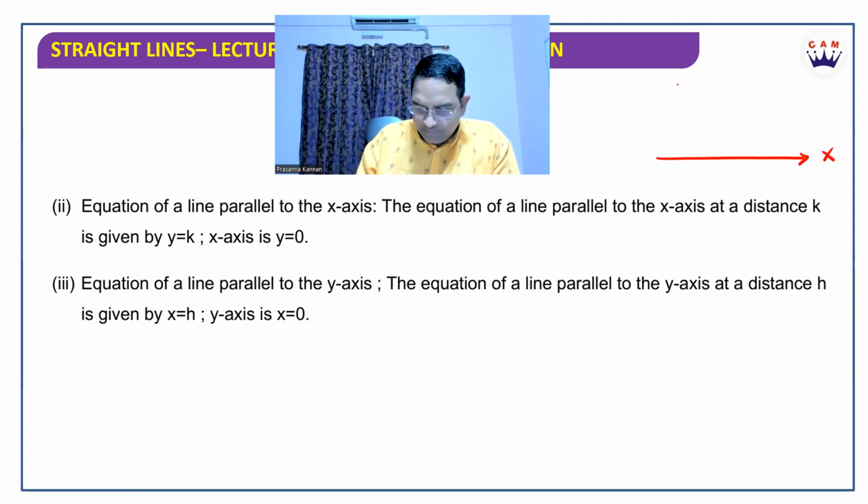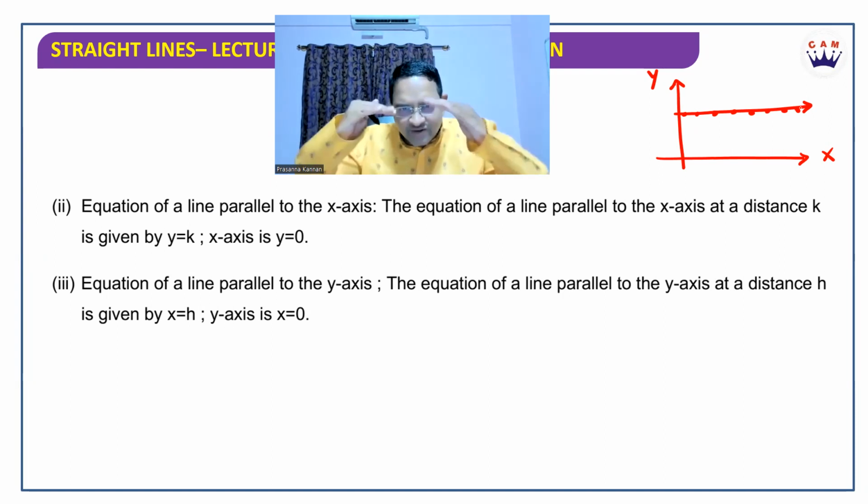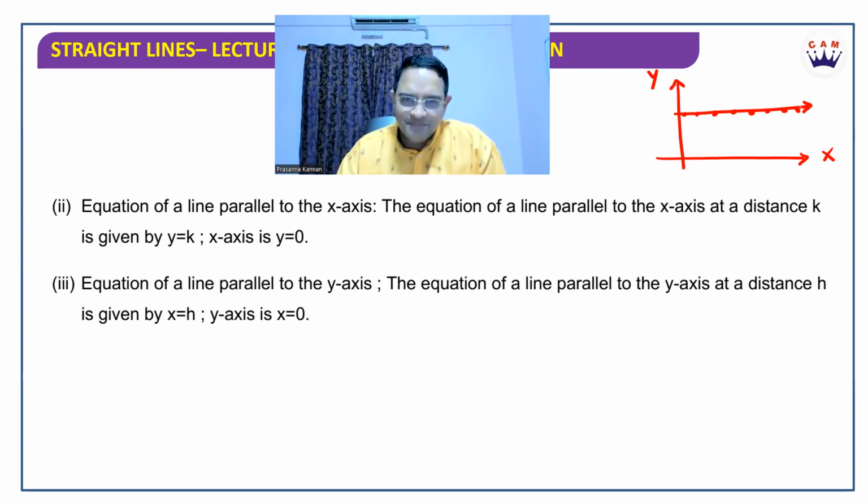This is my x-axis. This is my y-axis. A line parallel to x-axis. What is changing in this line? Can you tell me what is changing in this line? What is not changing? Horizontally, there is a change, correct or not? Is there any change in the vertical value?